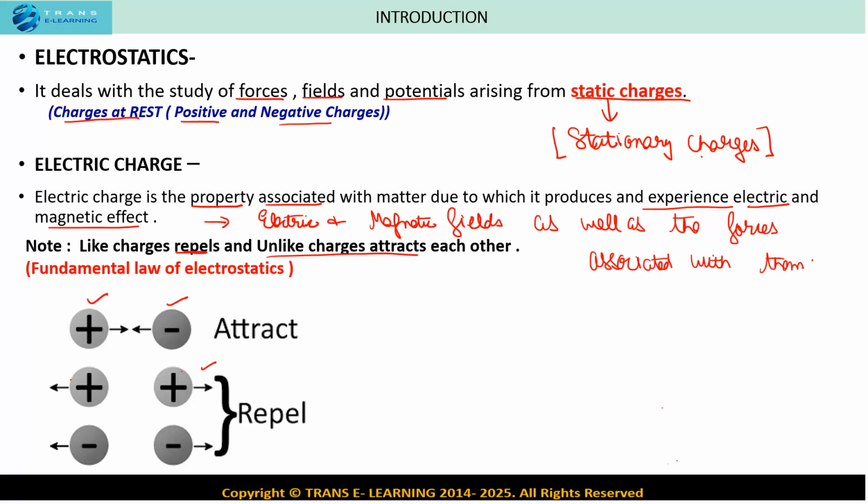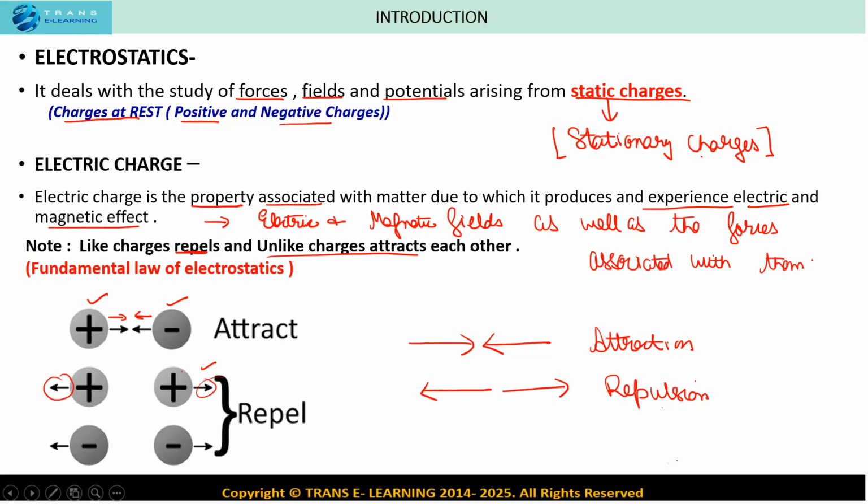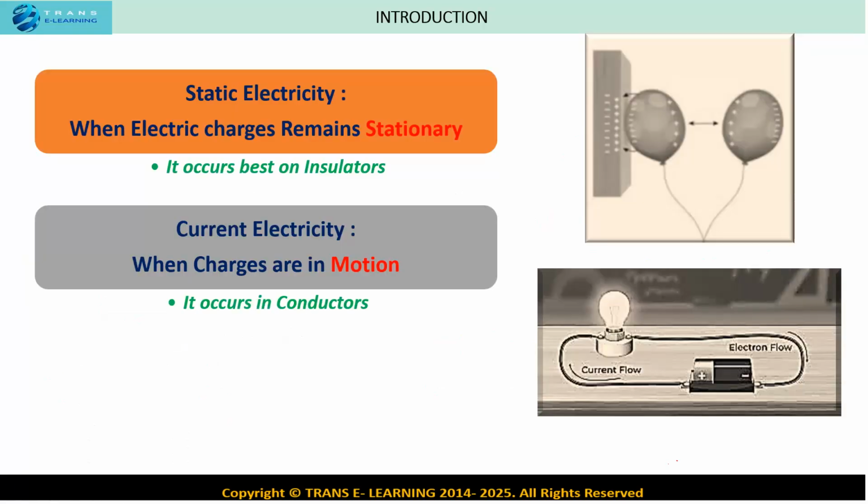Please note there is a pictorial way of showing attraction and repulsion. Arrows towards, that is inward, show attraction, whereas arrows outward show repulsion. So you can see here the arrows are towards, it shows attraction, whereas here the arrows are outward, so it shows repulsion.